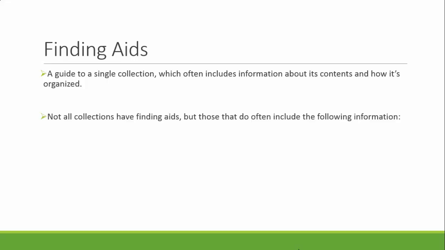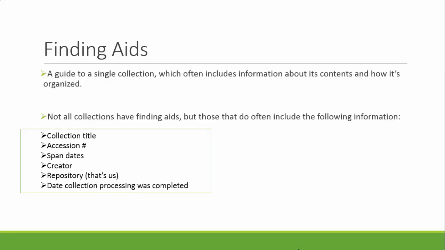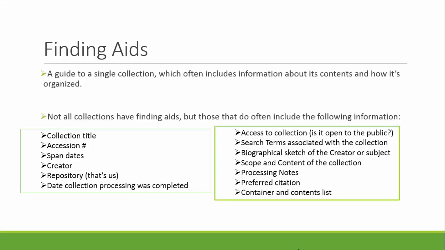Not all collections have finding aids, but those that do often include the following information: collection title, accession number, span dates, creator, repository, date collection processing was completed, access to collection, search terms associated with the collection, biographical sketch of the creator or subject, scope and content of the collection, processing notes, preferred citation, and container and contents list.